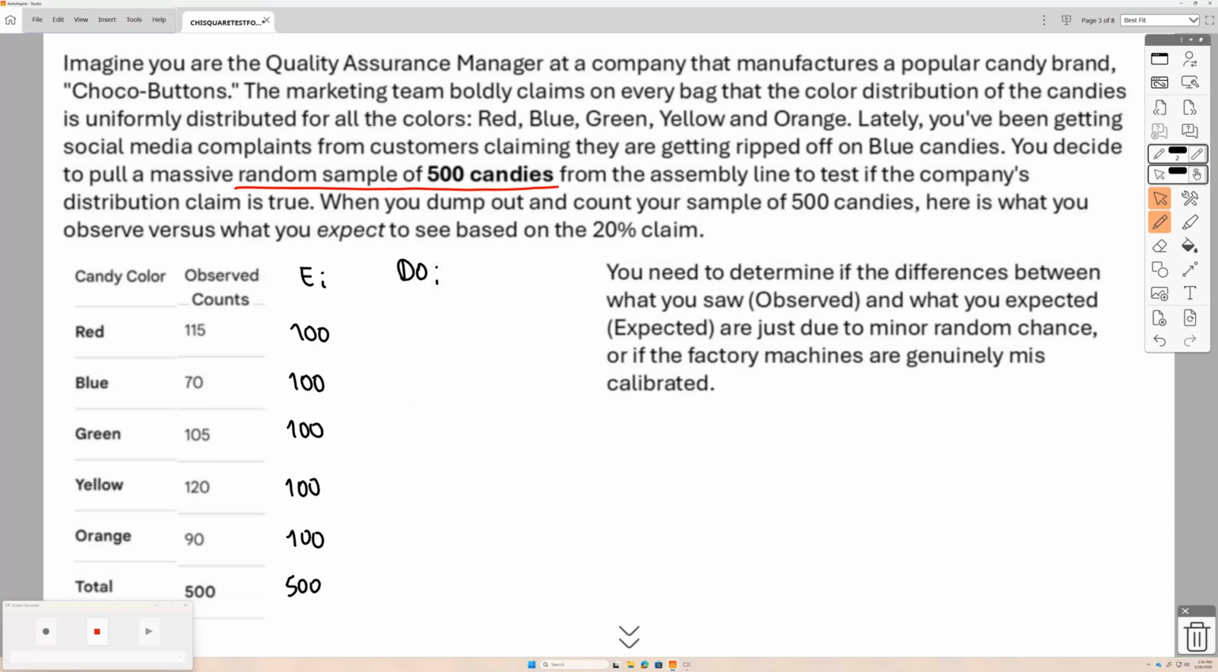Step number 3, do the calculations. Find the degrees of freedom. Degrees of freedom equals the number of categories minus 1. There are 5 candies colors. Minus 1 equals 4. Degrees of freedom is 4.